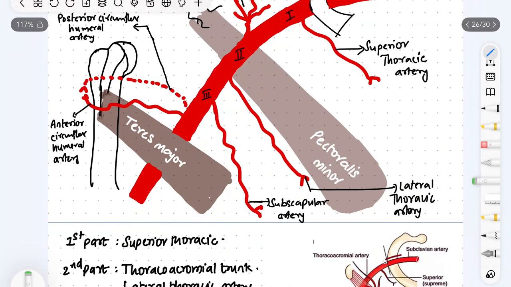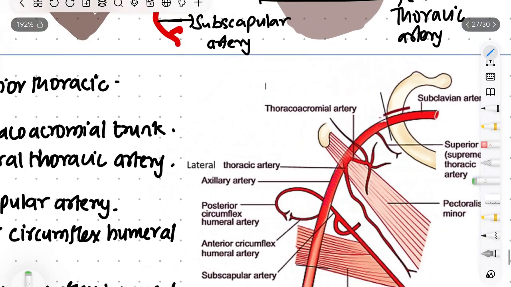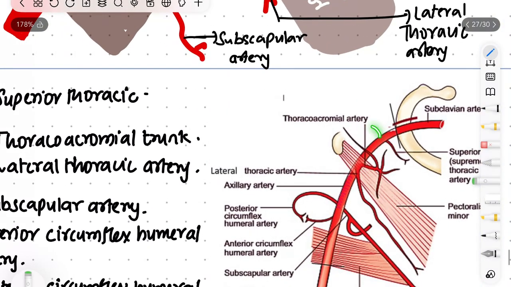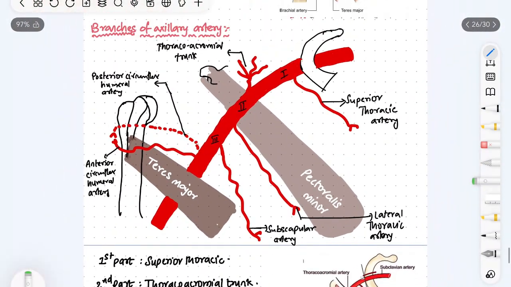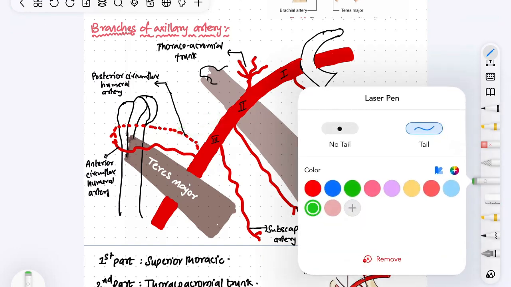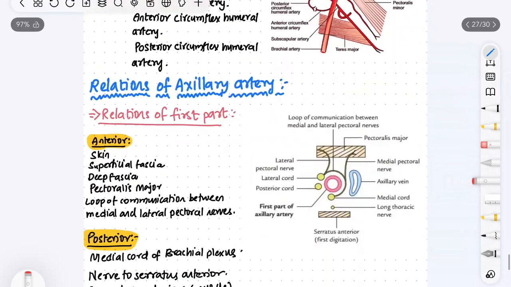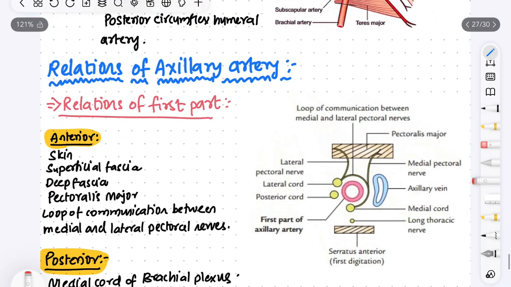I hope you are clear with the branches. I have represented it in an atlas diagram also. If you want, you can draw this type, or else you can also draw this type in the exam. It's up to you. Now, let us come to the main part, the relations of axillary artery. We have discussed the parts, those are three parts, right?